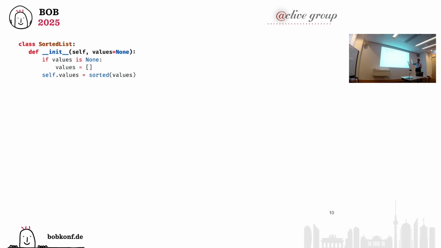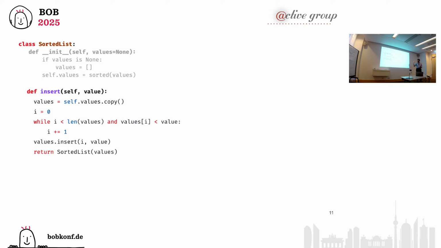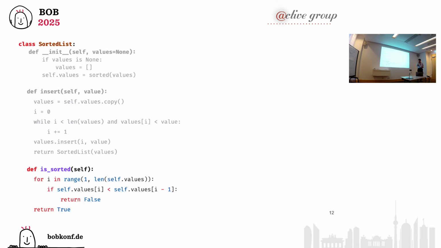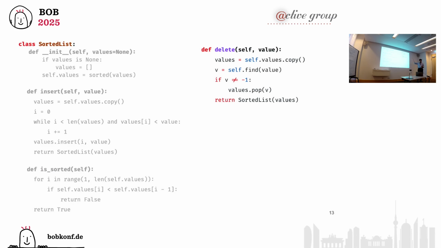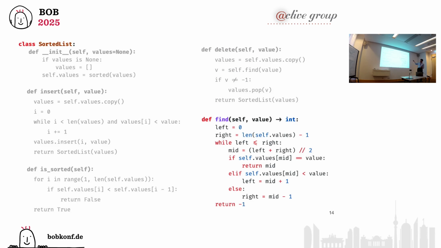If you give it any list, it sorts the elements. And if you try to add an element to it, it does a linear scan. It finds the point where it needs to put the element, and then it inserts it into the list that it maintains inside. There is an isSorted function so that we can check the invariant ourselves, which just checks monotonicity in the list. There is a delete, which uses the find, and the find is just a binary search, and delete finds the element, and if it exists, it just removes it.